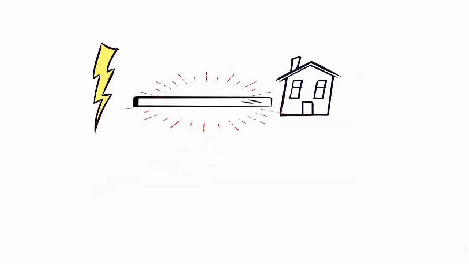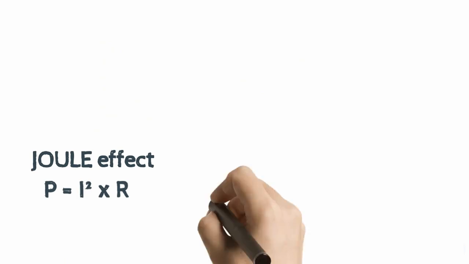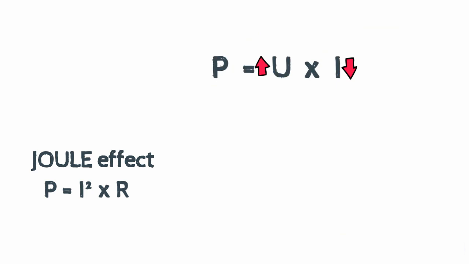When you power something with energy, it will heat because of the Joule effect. P equals the square of I times R. And you want to avoid this by reducing the current in the cable. Because the formula of the power is P equals U times I, if you want to keep the same power, you will have to increase U proportionally as you lower the I.